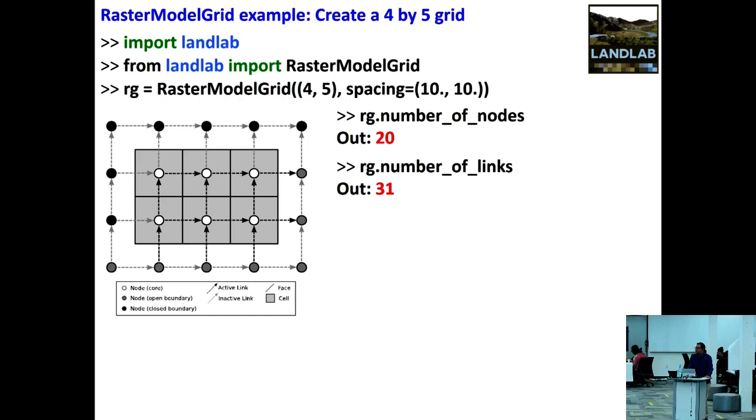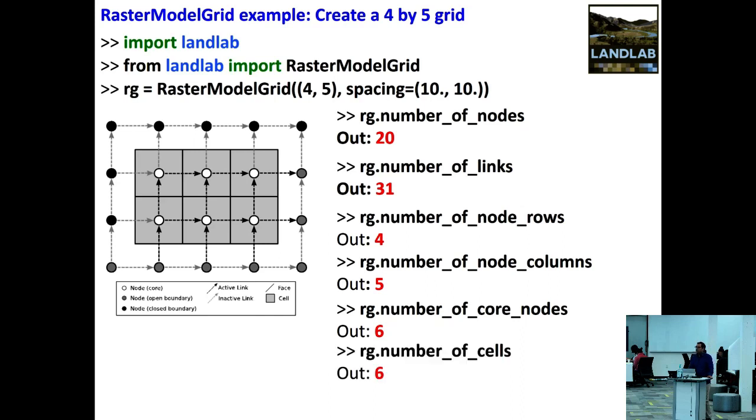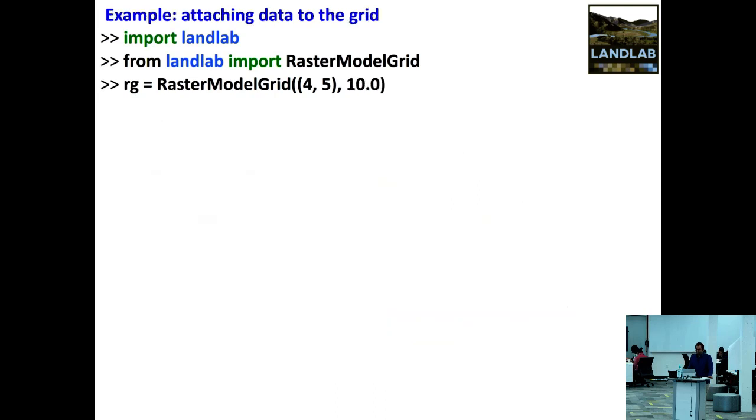So some of the links are not there. The core nodes will have 4 links attached to them, but the perimeter nodes will have less than 4 links. That's why it's not that straightforward to calculate the number of links, so this will be handy. We can also query the number of node rows and columns whenever we want. Same with core nodes and number of cells. Only the core nodes have cells, so they should always be equal. That's something we would like to check.